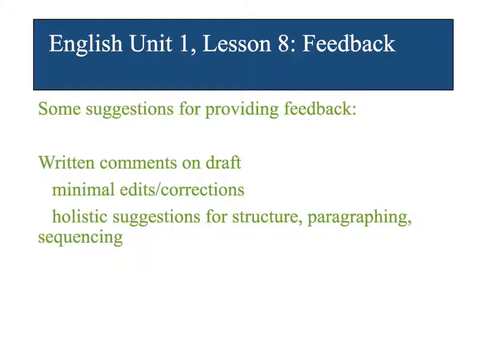So, my suggestions for providing feedback on students' drafts are two. When you're writing on their drafts, first of all, you want to minimize edits and corrections. This does not mean that you completely ignore those edits and corrections, but instead what you write on their draft includes more holistic suggestions for structure, paragraphing, and sequencing. Now, those holistic suggestions should be a result of reading the whole paper. So you read the whole draft and you see that students are, for example, having difficulty with paragraphing. Maybe they've written one big paragraph, and the whole essay is one paragraph without any paragraph separations. So you might provide some suggestions about how students divide their paper into paragraphs.